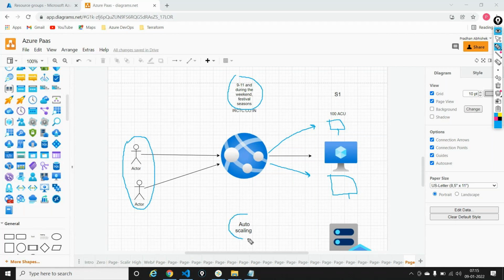So what will happen is that now you do not have to scale up from S1 to P1 V1. You do not have to do this. So you're still on the base price of 5,000 rupees.